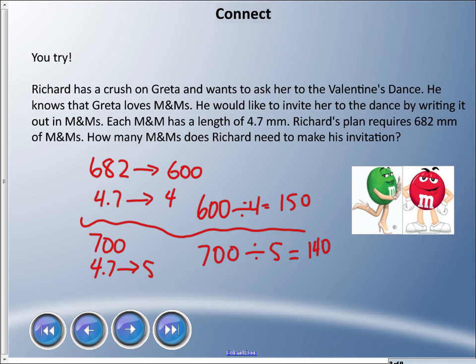And so the exact answer is going to be somewhere in between these two amounts. So it's probably best for him to get 150 because he doesn't want to run out. You never know, Greta might not go out with him just because he ran out of M&Ms. All right, so you can see here, this is a life problem. So just a reminder again, in life, math happens. Take care.